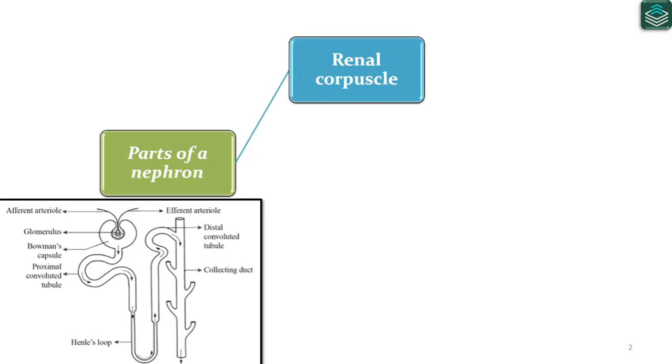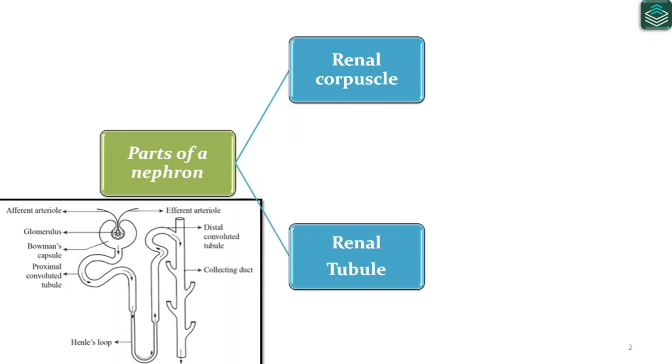Functional units of kidneys are nephrons. Each nephron has two parts, a renal corpuscle and a renal tubule. The renal corpuscle is where blood plasma is filtered, and the renal tubule is where the filtered fluid passes.